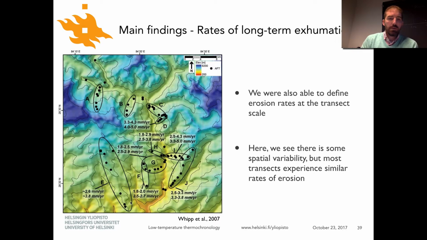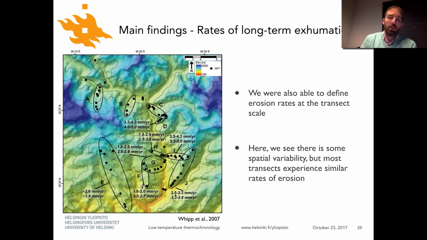So I think I'm just going to skip over this. These are just the variations in erosion rates that you can calculate for the different transects, and you can see they vary a little bit. But here, for instance, I will just say that this is the transect where the slope of the age elevation relationship suggested an exhumation rate of 12.2 millimeters per year.